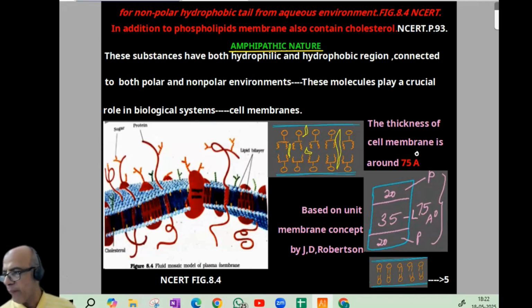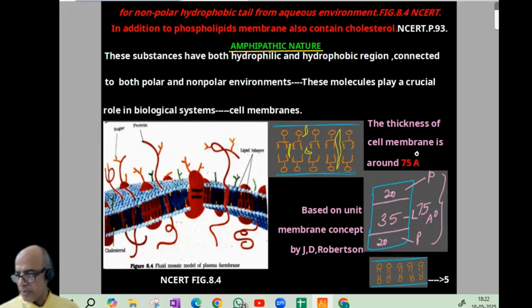Page number 93 NCERT. Now, next is an important term. It is called amphipathic nature. Amphi means both. Amphibolism, amphimixis, all we studied earlier. So amphipathic nature means these substances have both hydrophilic and hydrophobic regions, connecting to both polar and non-polar environments. And this type of molecule plays a crucial role in biological systems. An example is the cell membrane: amphipathic, hydrophobic, hydrophilic.